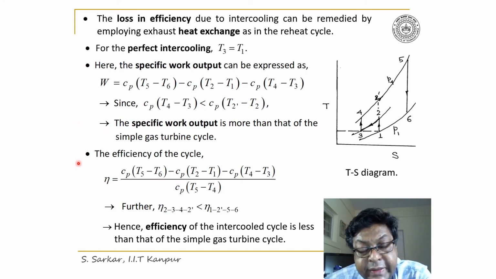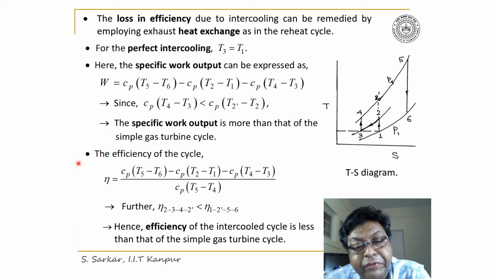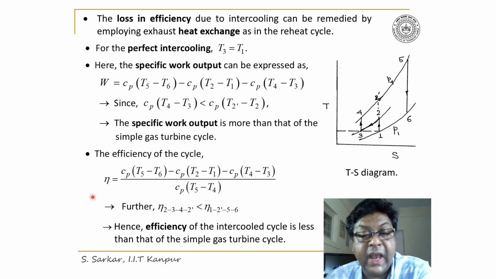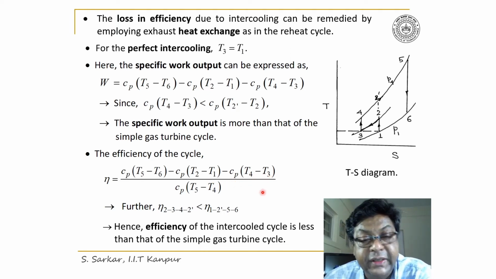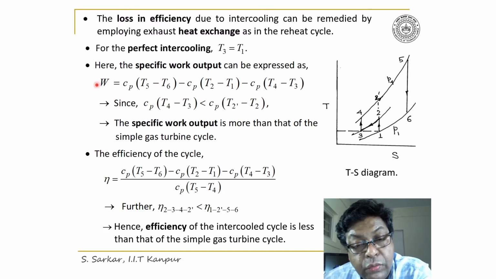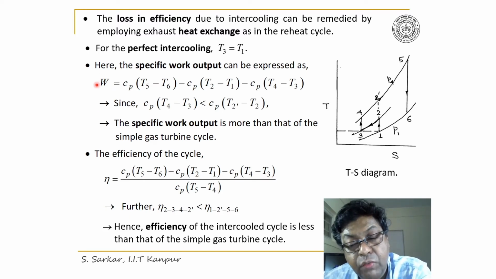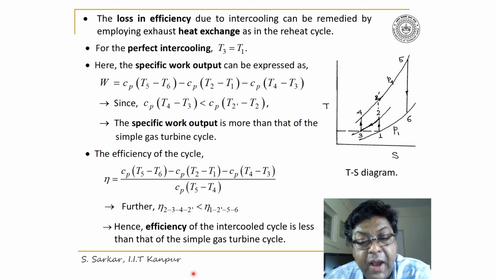Let us consider now the efficiency of the cycle. So the efficiency can be expressed as eta equals Cp into (T5 minus T6) minus Cp into (T2 minus T1) minus Cp into (T4 minus T3). That means the specific work done divided by the heat added, Cp into (T5 minus T4).